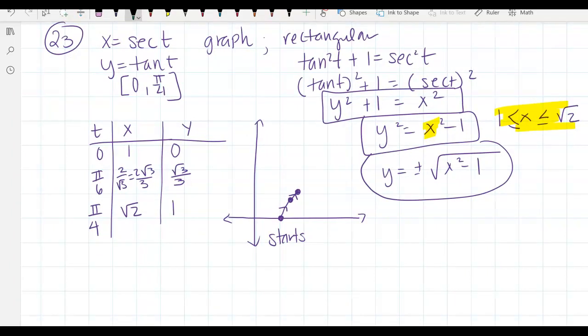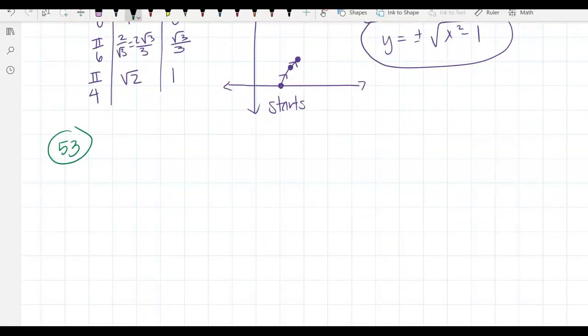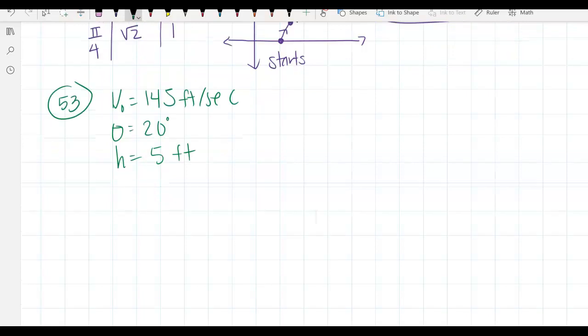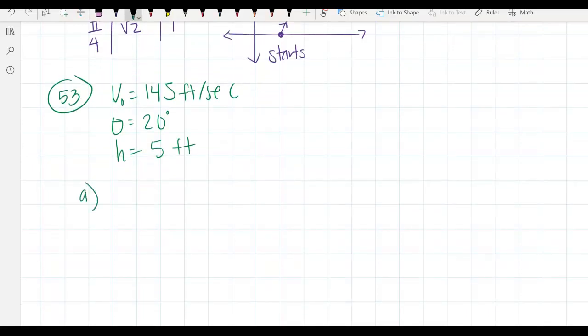Yes, Katie. 53. Yes. Give me the fact. So it says the girl throws a baseball with an initial speed of 145 feet per second at an angle of 20 degrees to the horizontal. The ball leaves his hand at a height of 5 feet. And so the first question is: find the parametric equations that model the position of the ball as a function of time.